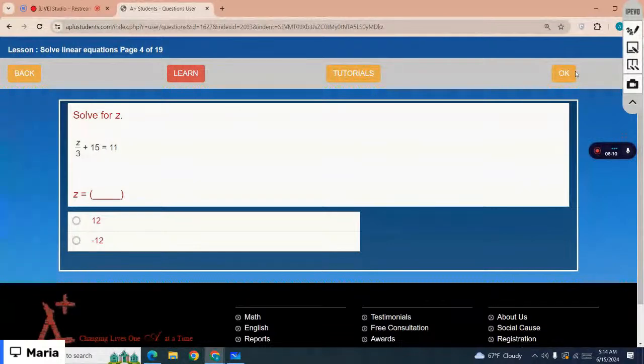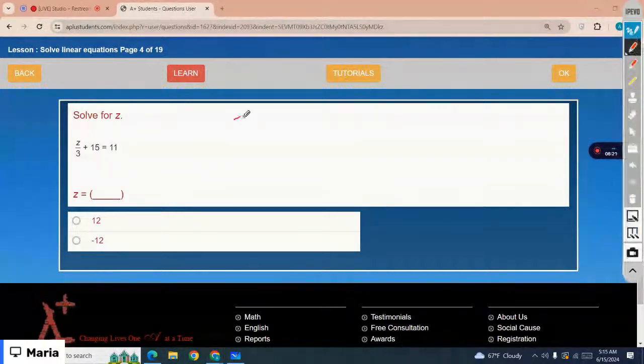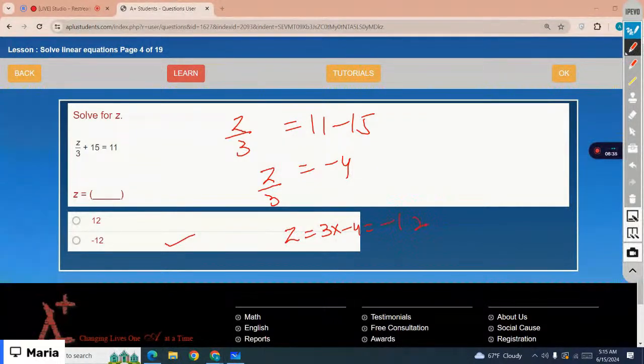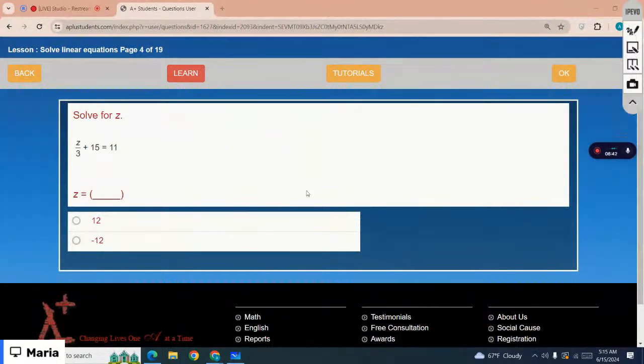Solve for z, so which is the correct option? Okay, so you have to do the inverse operations. So let's just start. You have to subtract 15 from both sides. So that would be z over 3 equals 11 minus 15. 11 minus 15 is negative 4. Multiply both sides by 3. So 3 times negative 4 is negative 12. Got it? That is z equals negative 12. Option number 2 is the correct option.